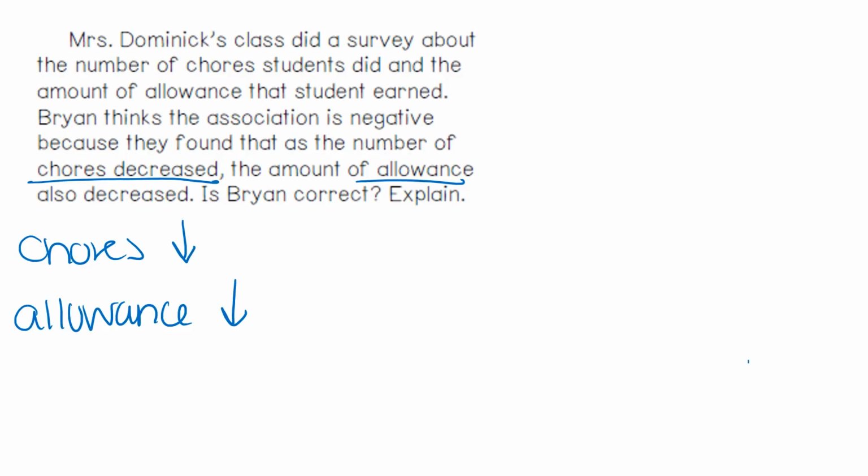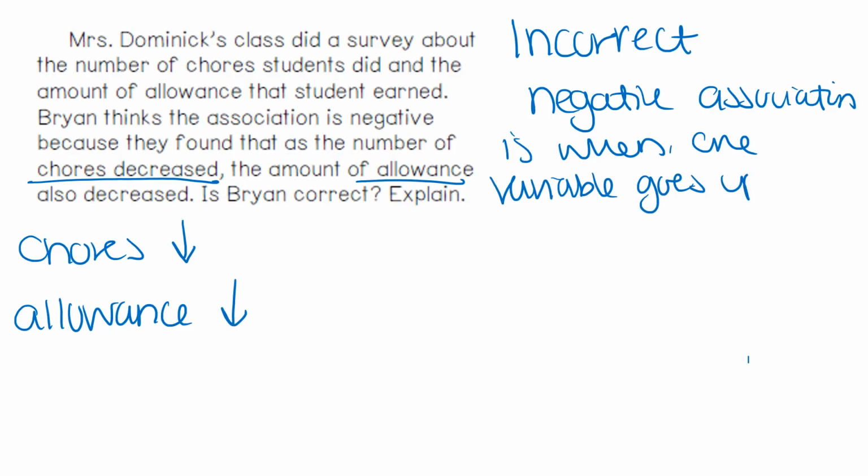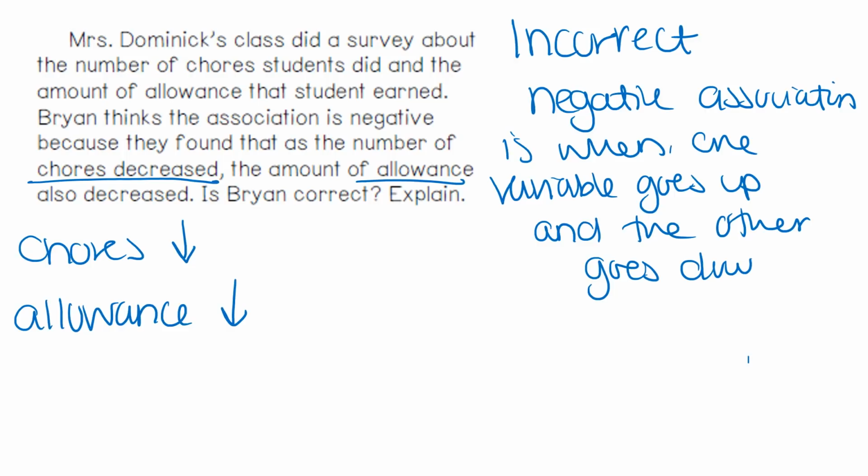However, Brian is incorrect because a negative association is when one variable goes up and the other goes down. If both of them are going down in this instance, that is a positive association.